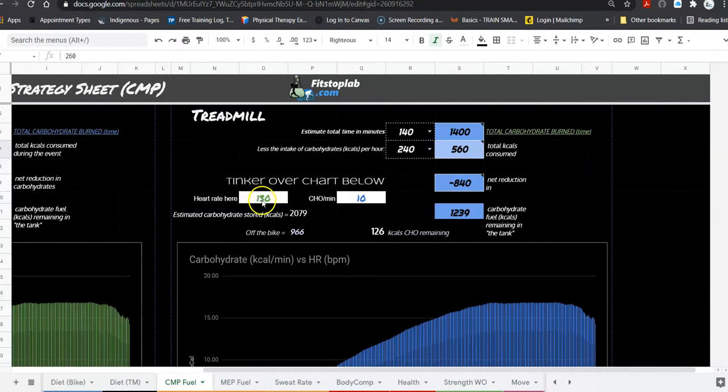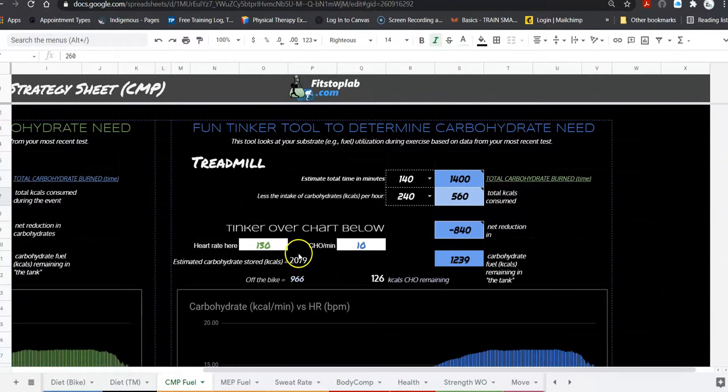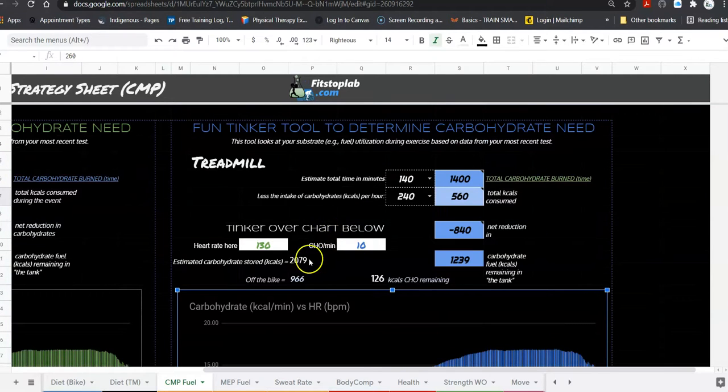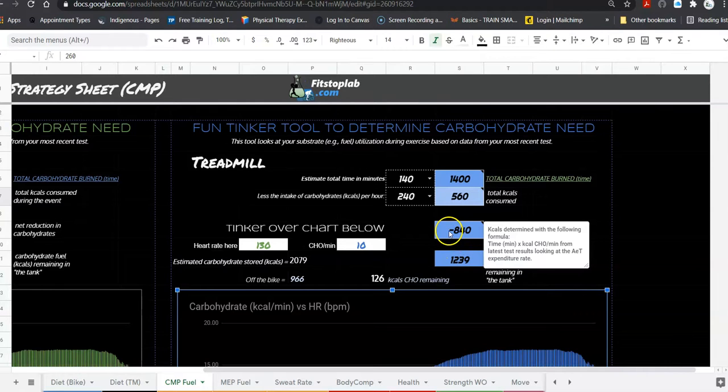So let's say the aerobic threshold on the run is 130 beats a minute, or a specific pace that's correlated to that. And let's say that's about 10 calories per minute when we're looking at the numbers. Then that's going to be a net loss of 840.